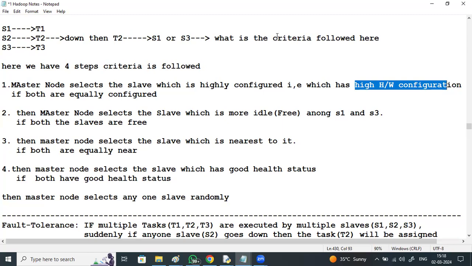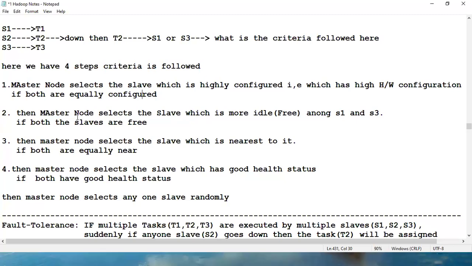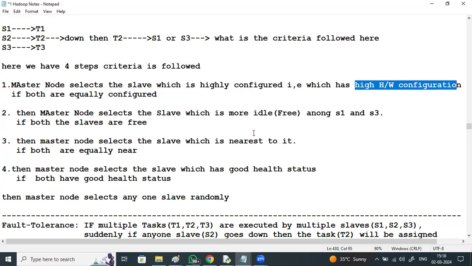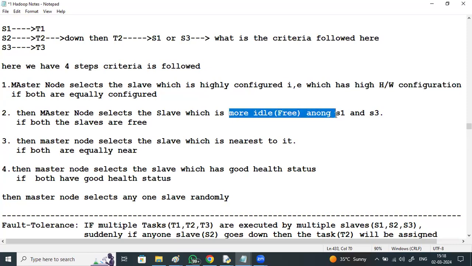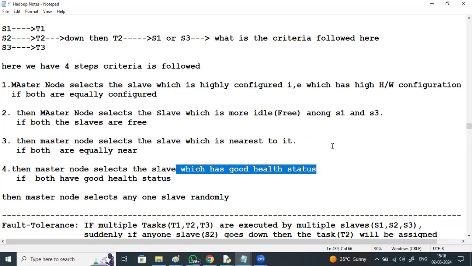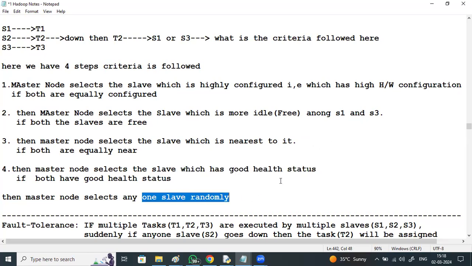Assume the master node selects this. For example, if all of them have the same high hardware configuration, then the one which is more free will be selected. If all are free, then it selects which is nearest to it. If all are equally near, then which has a good health status. If all these four are satisfied, it selects any one slave randomly.